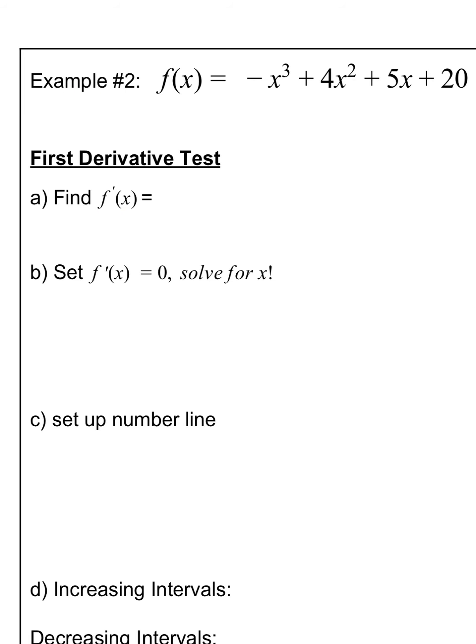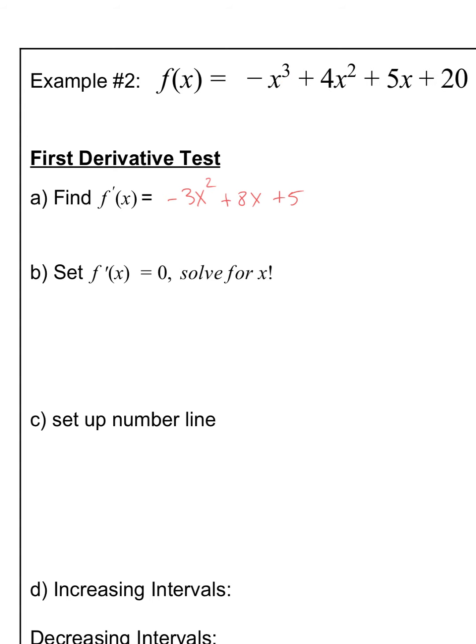Okay, example number 2, first derivative test. We take the first derivative. So the derivative of negative x cubed is negative 3x squared. The derivative of 4x squared is 8x. And then the derivative of 5x is 5. And the derivative of 20 is 0. So this is a cubic. When we take the derivative, the degree goes down by 1, so this is our quadratic.